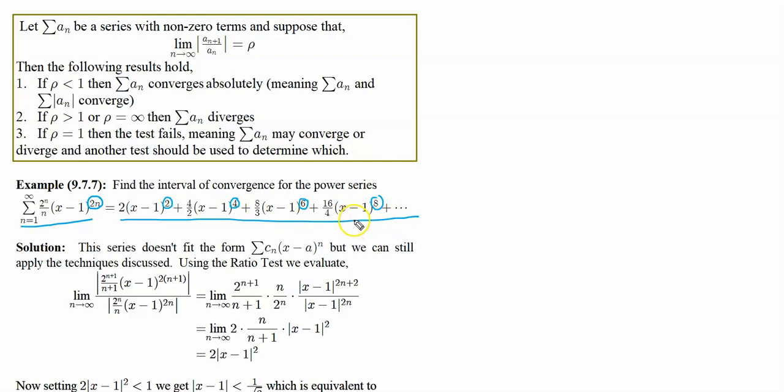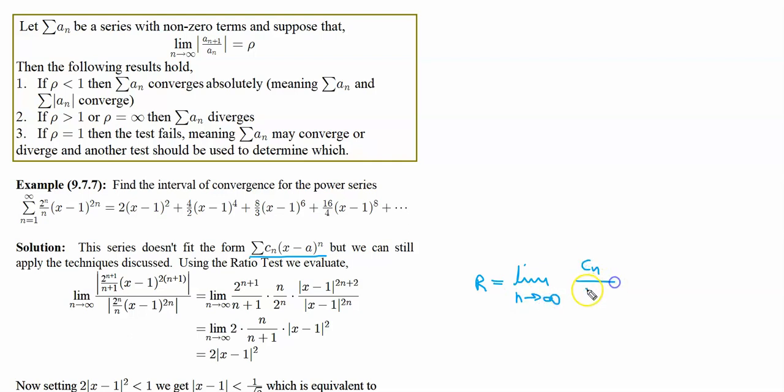Okay, so we want to calculate the interval of convergence. Since this power series doesn't exactly fit the form that we've been working with, we can't directly apply the radius of convergence theorem. Remember, that theorem told us that our radius of convergence R was the limit of this quantity, where the c_n would be these terms right here. Since it doesn't exactly fit this form, we can't use this result.